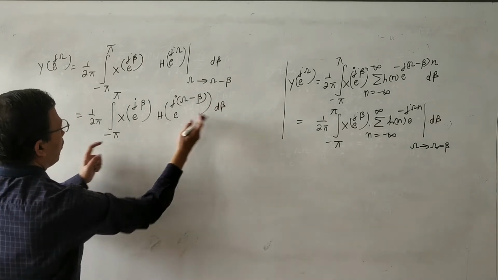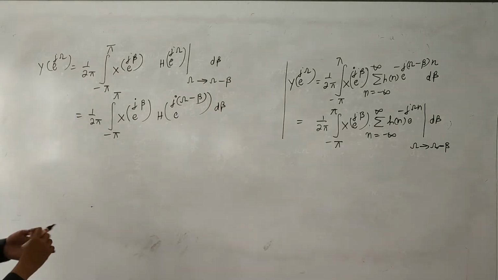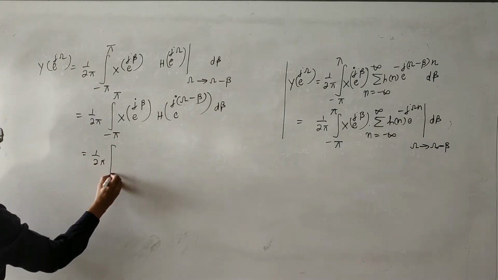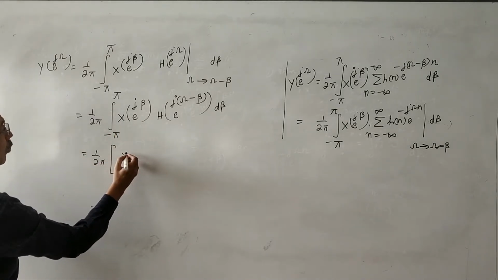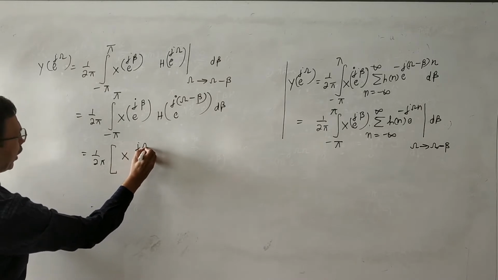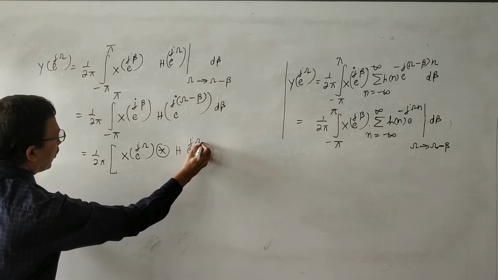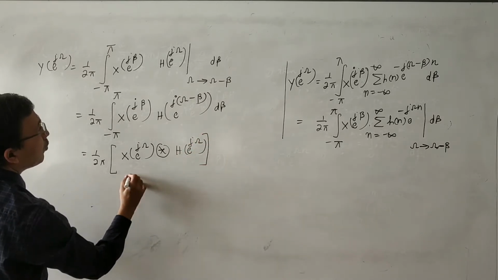This is nothing but periodic convolution, where beta is a dummy variable here. Hence we can write this as 1 by 2 pi. This integral stands for periodic convolution of X of e power j omega and H of e power j omega. This completes the proof.